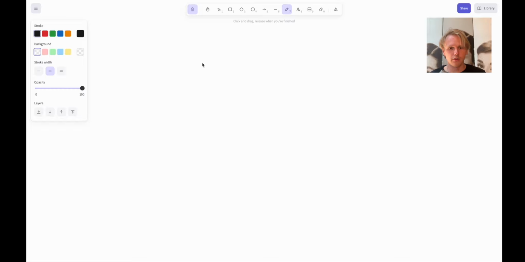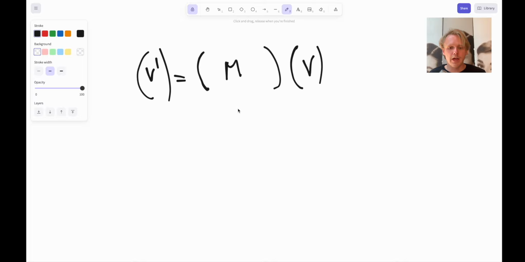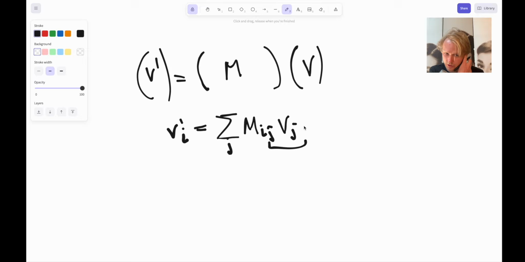What you learn early on is that when you multiply a matrix M by a column, let's call it V, you get a new thing, a V prime. Then to calculate the coordinates of V prime, you do the convolution over J, and we sum it over J, right? And what you learn is that the same indices are close to each other.